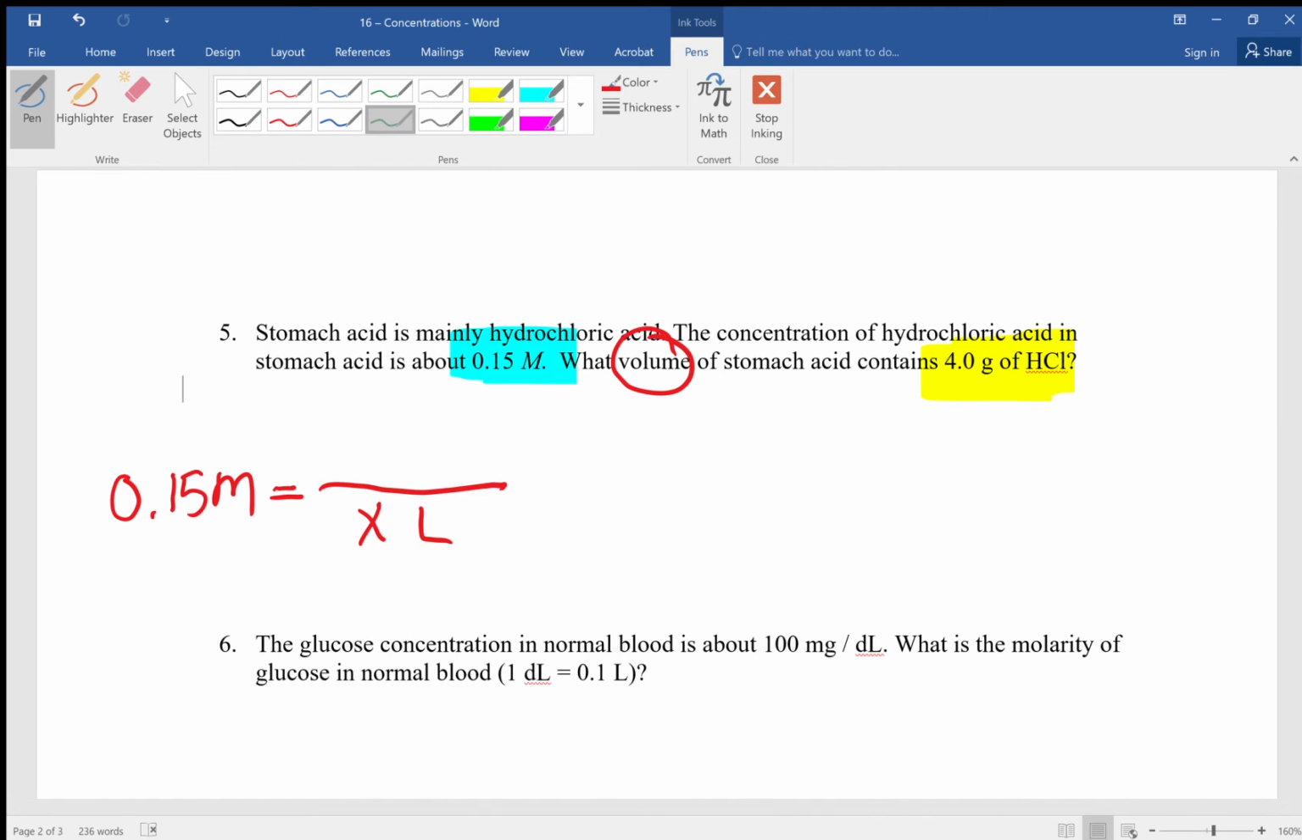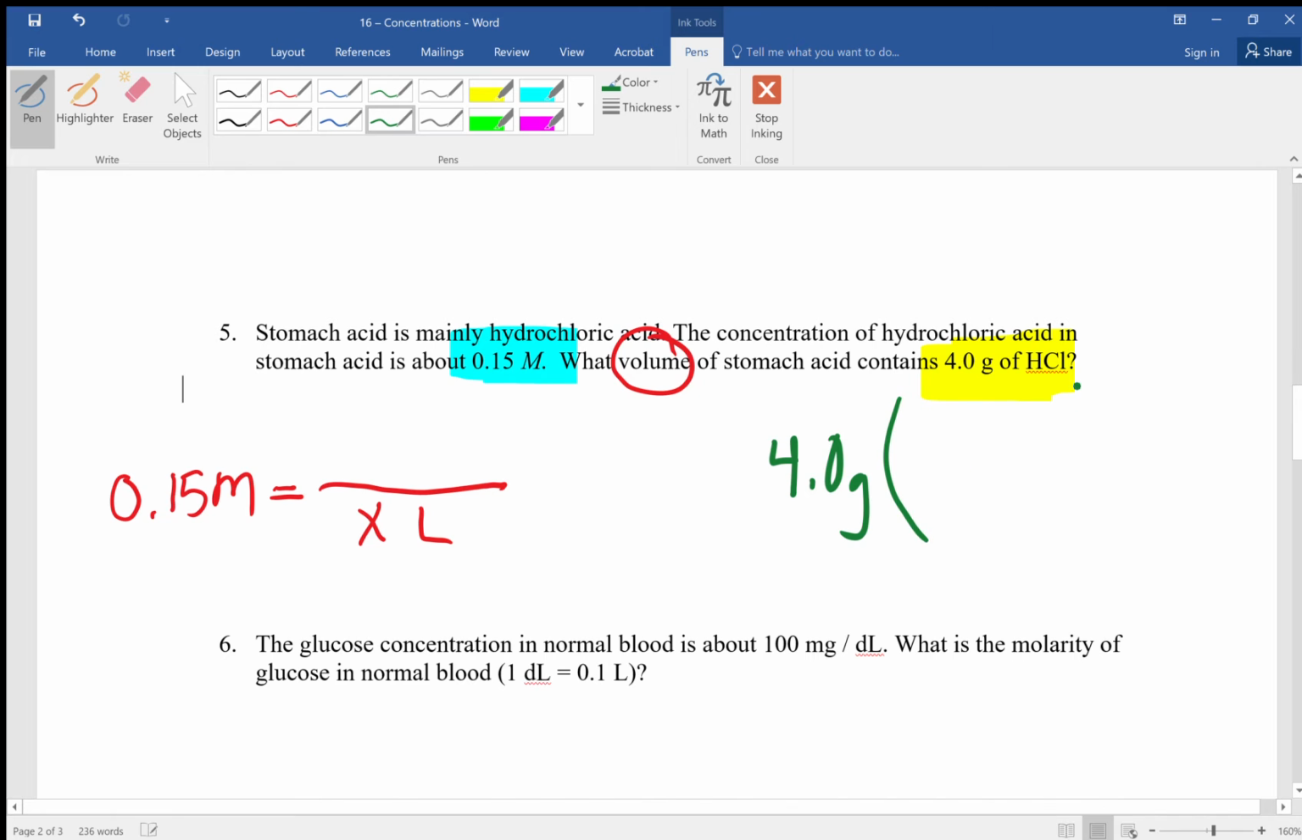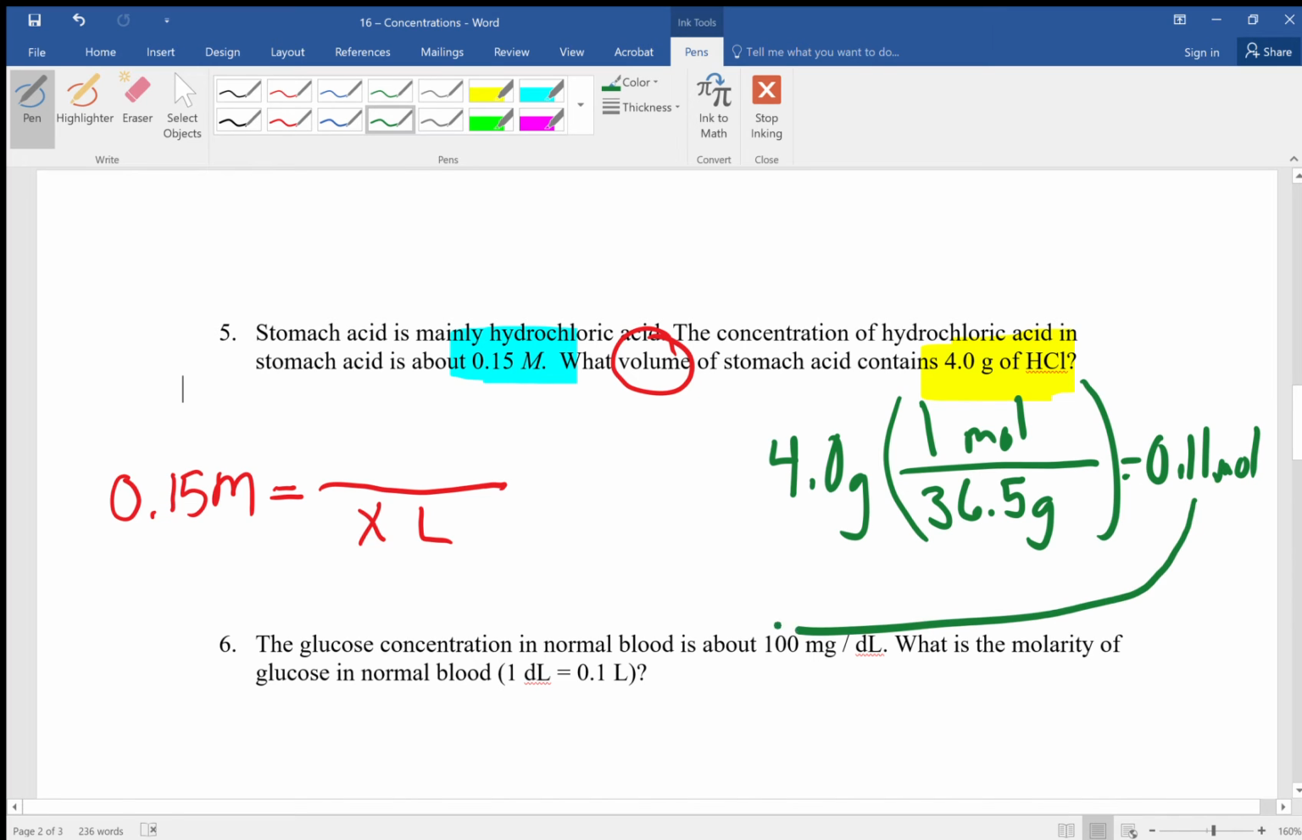But before we can get moles, or before we can plug that in, we're going to have to calculate that, because the amount of solute, the HCl, is given here in grams. So we use that to calculate the number of moles, and then we plug that in. From here, it's just a matter of solving for x, and so we get x is equal to 0.73 liters.